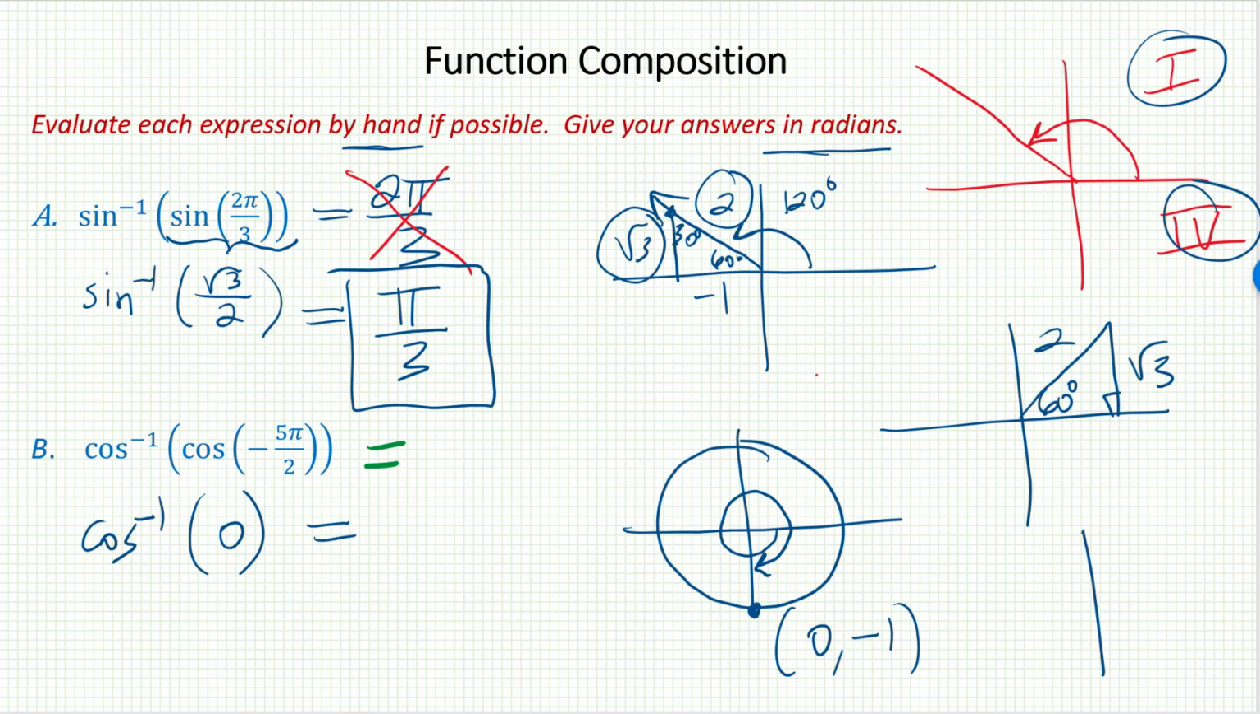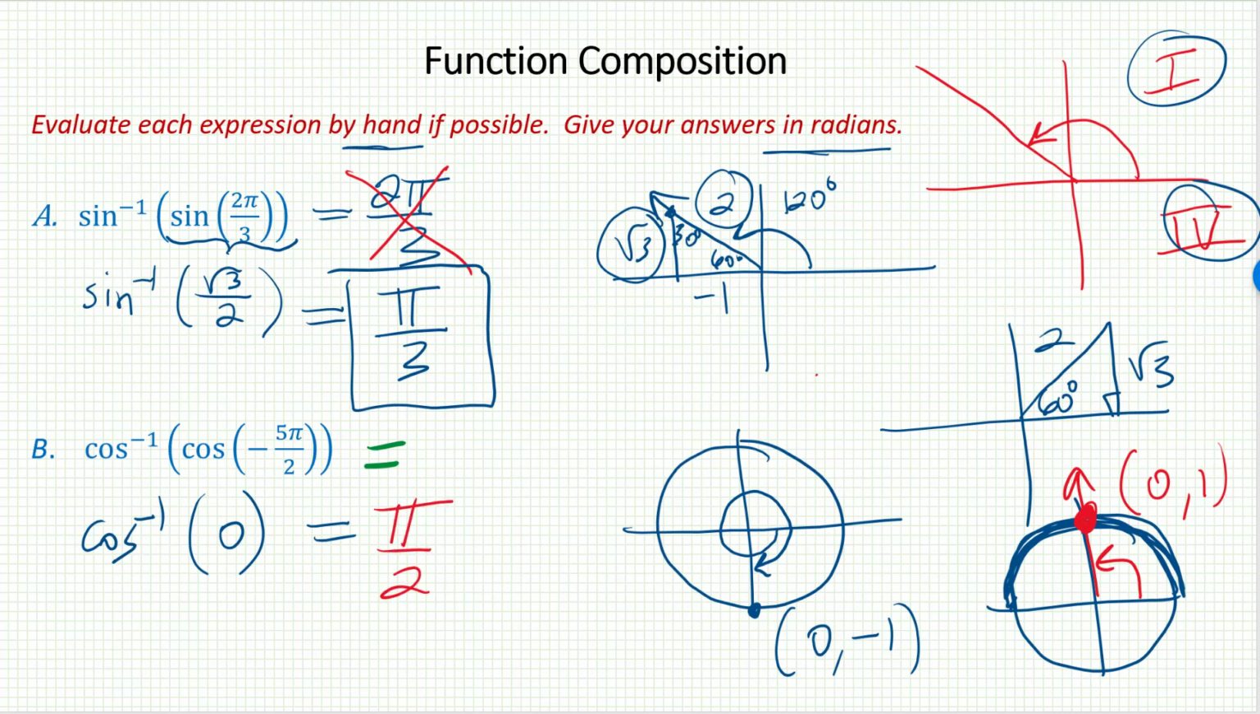Cosine inverse doesn't know anything except angles between 0 and pi. That's this section of the unit circle. I need to find some point in this section of the unit circle where there is an x coordinate of 0, 0 comma something. Well, the only such spot is right up here at the top. Here is the spot 0 comma 1. There is no other 0 comma anything in our restricted zone. What angle is that? It's obviously 90 degrees. It's pi over 2. And that would be the answer to the problem.